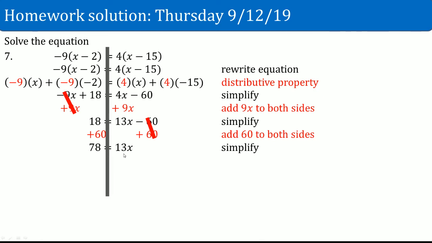Okay, it's 13 times x. So what is the inverse of multiply? Divide. So divide by 13. If I divide this by 13, what do I get? A 1, which is left over on my right-hand side. 78 divided by 13 becomes 6 on the left-hand side. There you go. Okay? That's how you do 7.